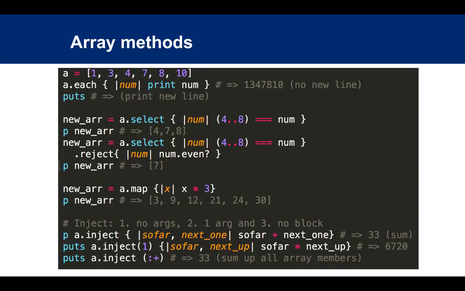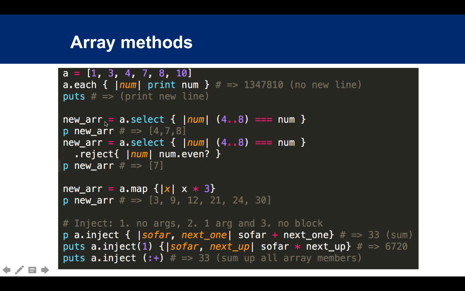So some examples of the methods that I mentioned: you could basically loop through each element of an array, and this will be very familiar to people familiar with functional programming. So you could say, for each element in the array, do something in the block. So it takes a parameter, the block parameter here, num, and you print each number. And print doesn't print a new line, so basically you just have 1, 3, 4, 7, 8, and 10 all smushed together.